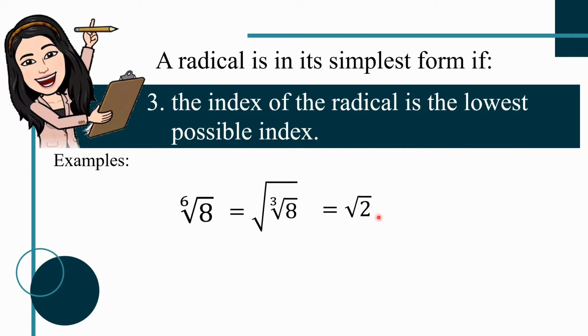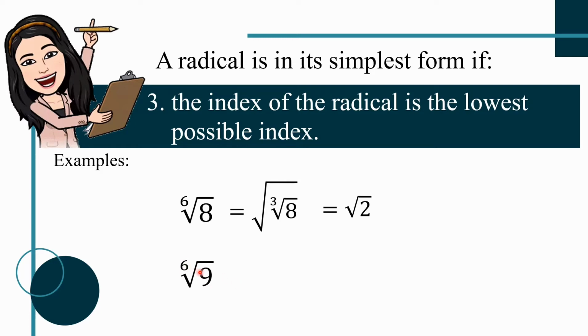Okay? So, naka-simplest form na ngayon ang ating index. From 6 na index, naging 2 na lamang. So, ibig sabihin, this is the simplest form of this expression. Another example, if our given is 6th root of 9, ang 6 natin ay still malaki. Let us check if mapapaliit pa natin yung ating index. So, ang factors ng 6 ay 2 and 3.